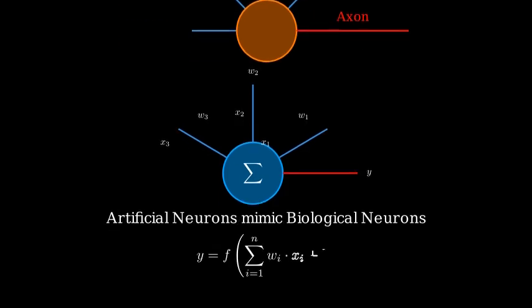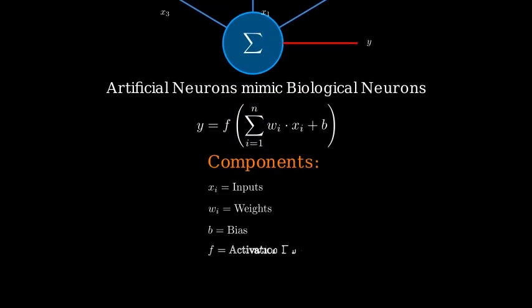First, it takes multiple inputs, which could be features from our data. Each input has an associated weight that determines its importance. The perceptron then calculates the weighted sum of these inputs. It also includes a bias term that shifts the decision boundary. Finally, the weighted sum is passed through an activation function to produce the output.